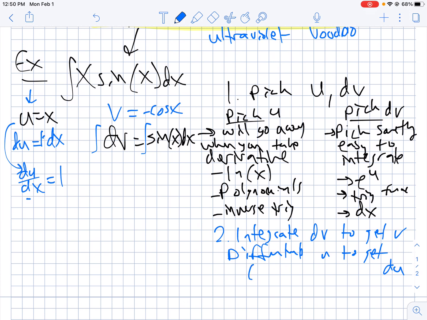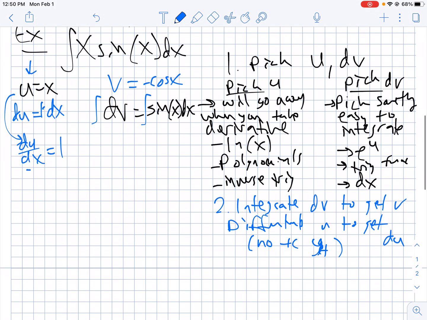So there's no plus c yet. Once I've done that, once I have my v and I have my du, then all I need to do is just plug in the formula.